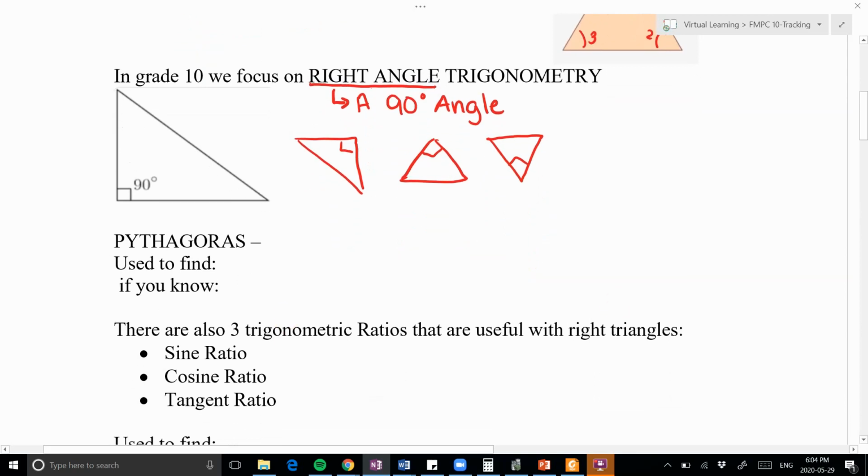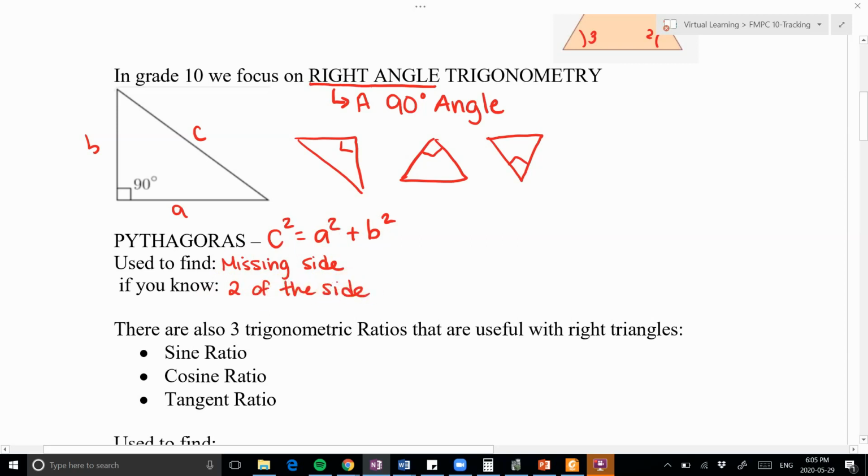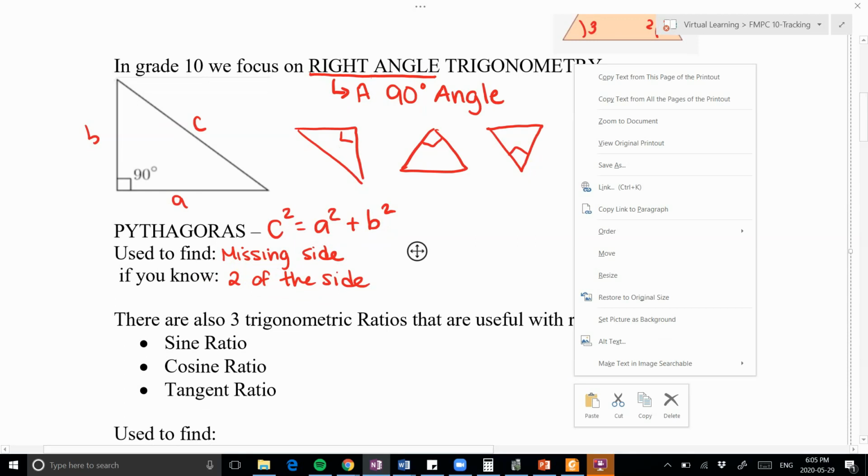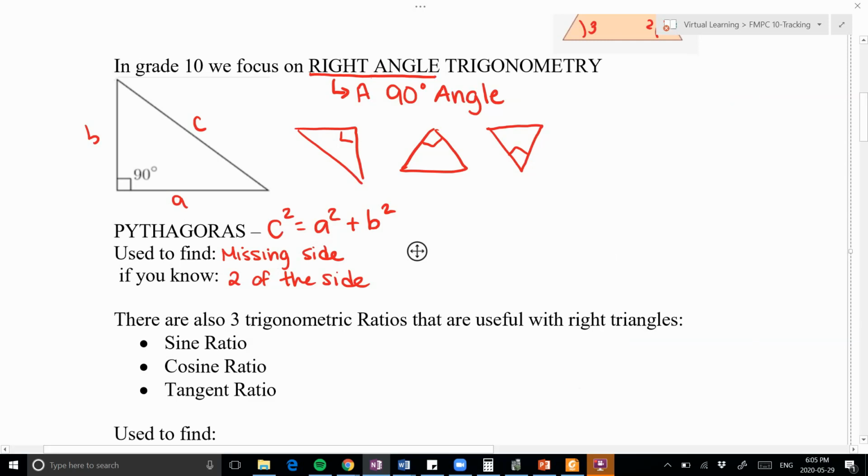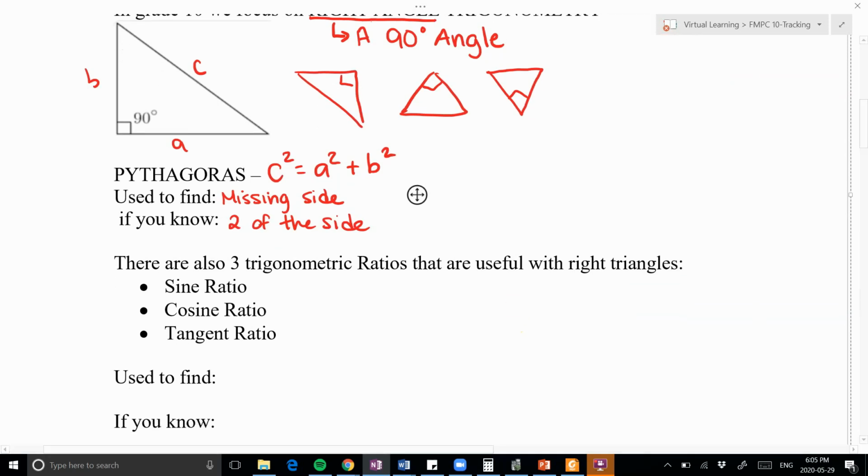The one we talked about last day was Pythagoras. Remember, for Pythagoras, the side across was c, and then we had a and b, and it said that c squared was equal to a squared plus b squared. So with Pythagoras, we can find a missing side if we know the two other sides. As long as we know 2 out of the 3, we can find the third. But not all triangles are going to give you 2 of the sides, and you're not always going to be looking for a side. Maybe sometimes you want to find an angle. So we need other relationships as well to fully solve these triangles.